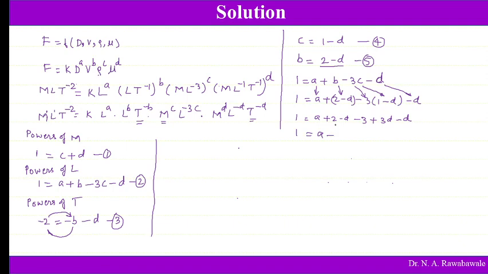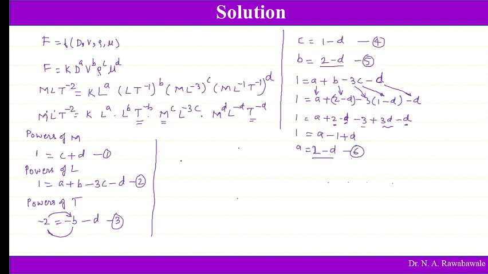So here 1 is equal to a, 2 and minus 3 becomes minus 1, minus d minus d is minus 2d, plus 3d means plus d. Minus 2d plus 3d becomes 1d. So now we can write a is equal to, if we transfer minus 1 to the other side, 1 minus 1 becomes plus, 2 minus d wait, a is equal to 2 minus d. So this we call equation number 6. So what we did here is convert a, b, c in terms of d.